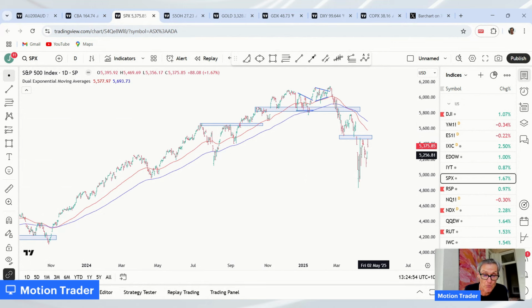Okay, so we're going to go to the small caps next. We're going to do the commodities. We're going to do individual stocks, any codes you want, load them up. Let's have a look at them.